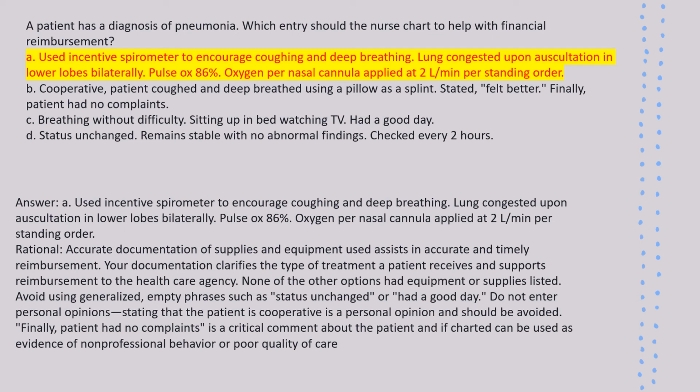Answer A. Used incentive spirometer to encourage coughing and deep breathing. Lung congested upon auscultation in lower lobes bilaterally. Pulse ox 86%. Oxygen per nasal cannula applied at 2 L per minute per standing order. Rationale: accurate documentation of supplies and equipment used assists in accurate and timely reimbursement. Your documentation clarifies the type of treatment a patient receives and supports reimbursement to the healthcare agency. None of the other options had equipment or supplies listed.